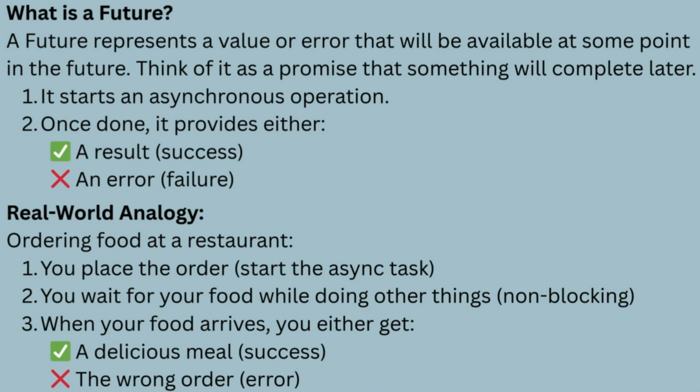Let's take a simple real-world analogy. Imagine you're at a restaurant. You place your order. That's like starting a future. Now, instead of just standing there and doing nothing while waiting for the food, you go and do other things, maybe chat, scroll your phone, that's the non-blocking part. And finally, when the food arrives, you either get a delicious meal, everything worked perfectly, or the wrong order, something went wrong. That's exactly how a future works in Dart. You start a task, don't block the rest of your app, and once it's done, you handle the result, whether it's a success or an error.